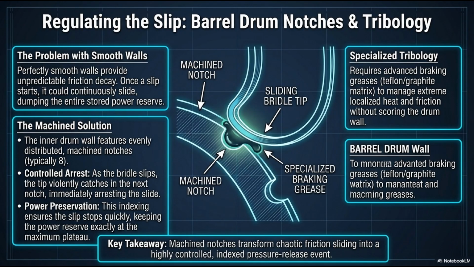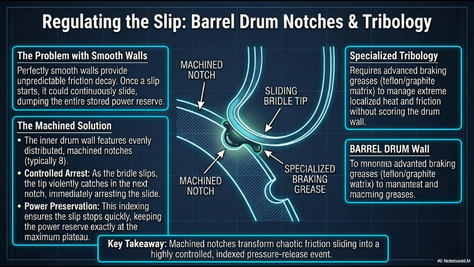The machine solution: look at the diagram. The inner drum wall is not perfectly smooth. It features evenly distributed, precisely machined notches, typically 8 of them around the perimeter. As the bridle slips, the tip of the bridle violently catches in the very next machined notch. This immediately, mechanically arrests the slide. This indexing ensures the slip stops quickly, keeping the power reserve exactly at the maximum plateau.